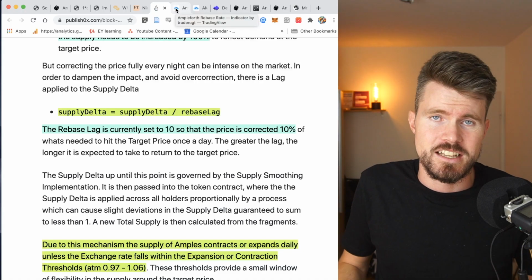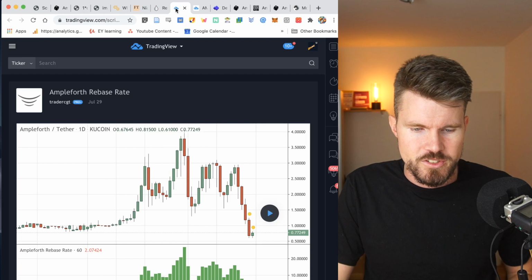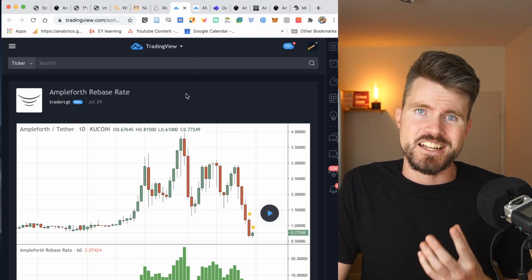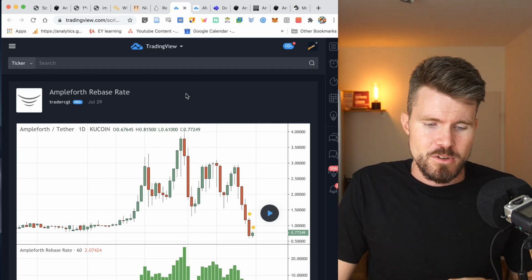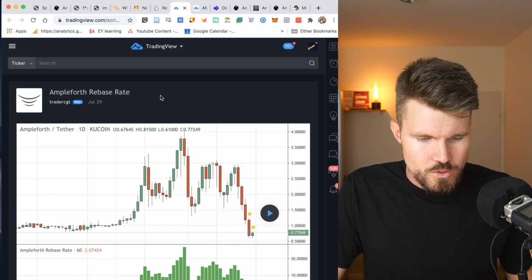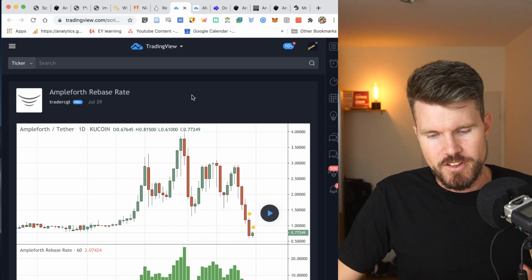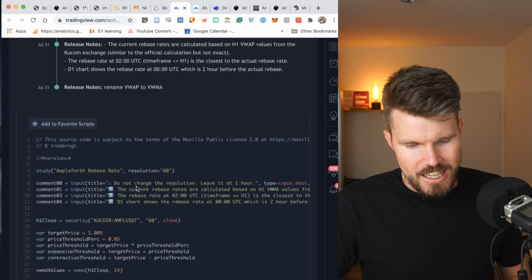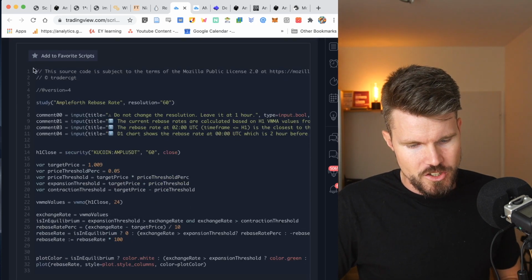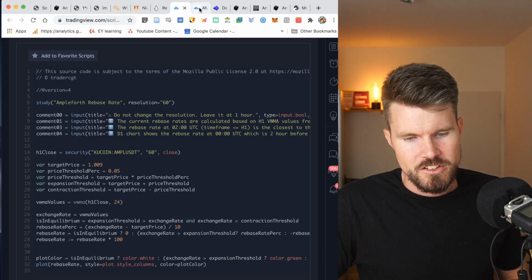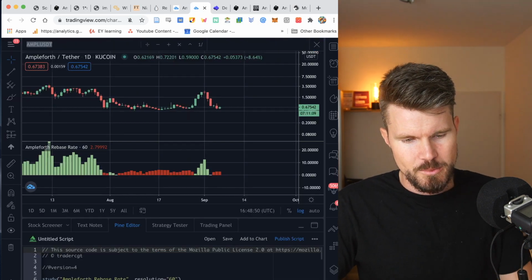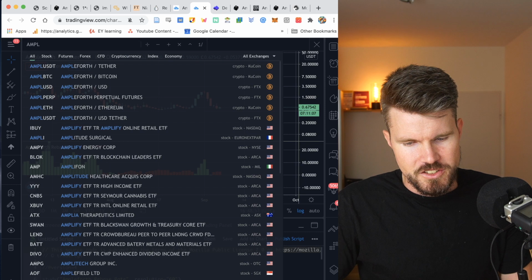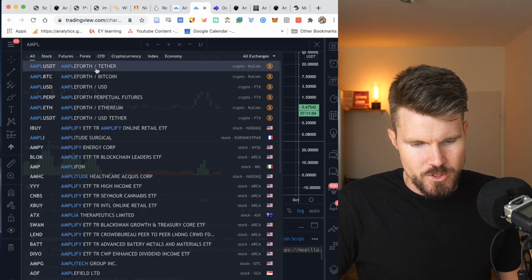So what you want to do is create an account on TradingView. It's completely free. Then you click on the second link and you can get the AMPLEFORTH rebase rate code by Trader CGT. So very grateful that he's sharing this with us. You can scroll down and copy this code. And then you open up a new window. You just type in AMPL and then you can select USDT from KuCoin.